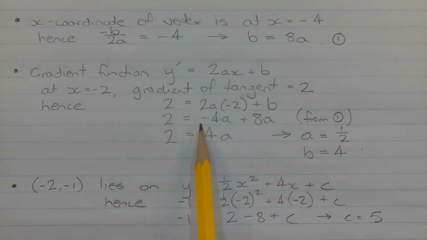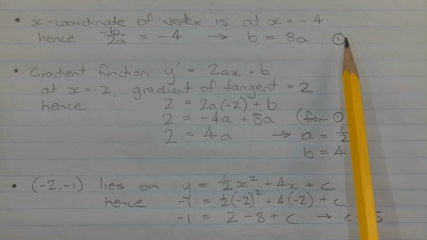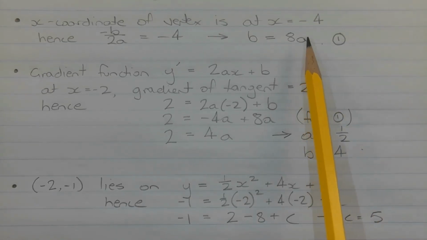So now we have an equation with one type of variable. 2 equals negative 4a plus 8a. So 2 is equal to 4a. So a is equal to 1 over 2. Now from equation number 1, if a is equal to 1 over 2, that means b must equal 4. So we have two of the known variables already, a and b. So we just need to find the variable c.